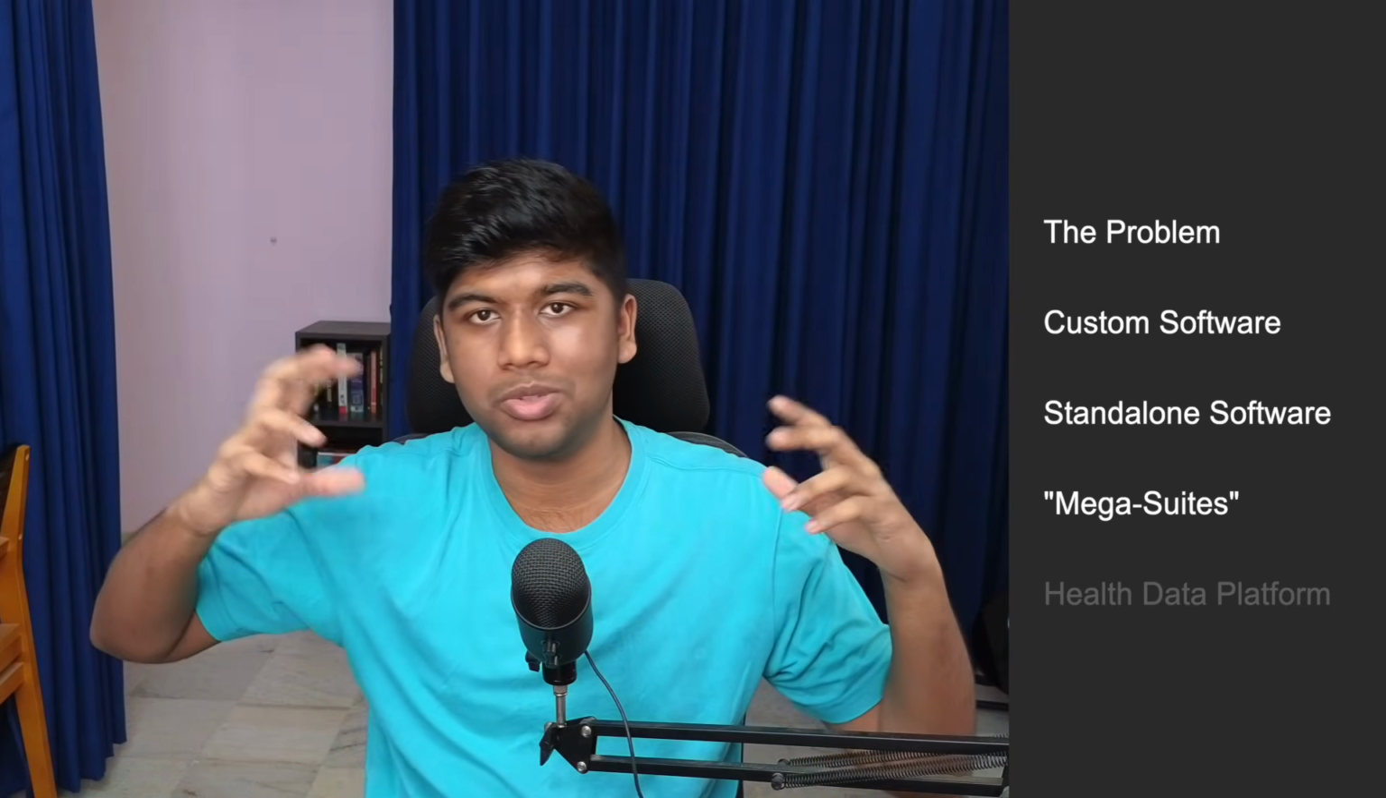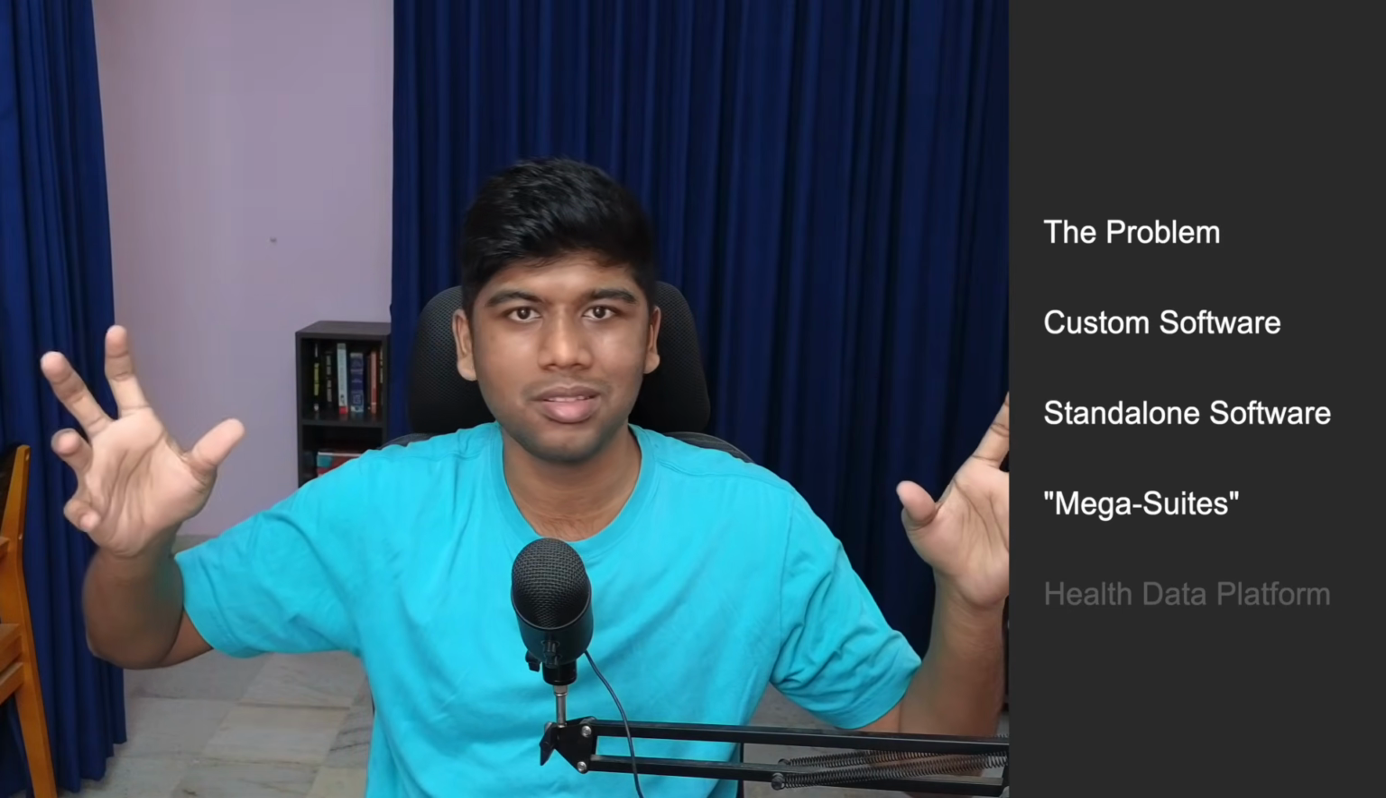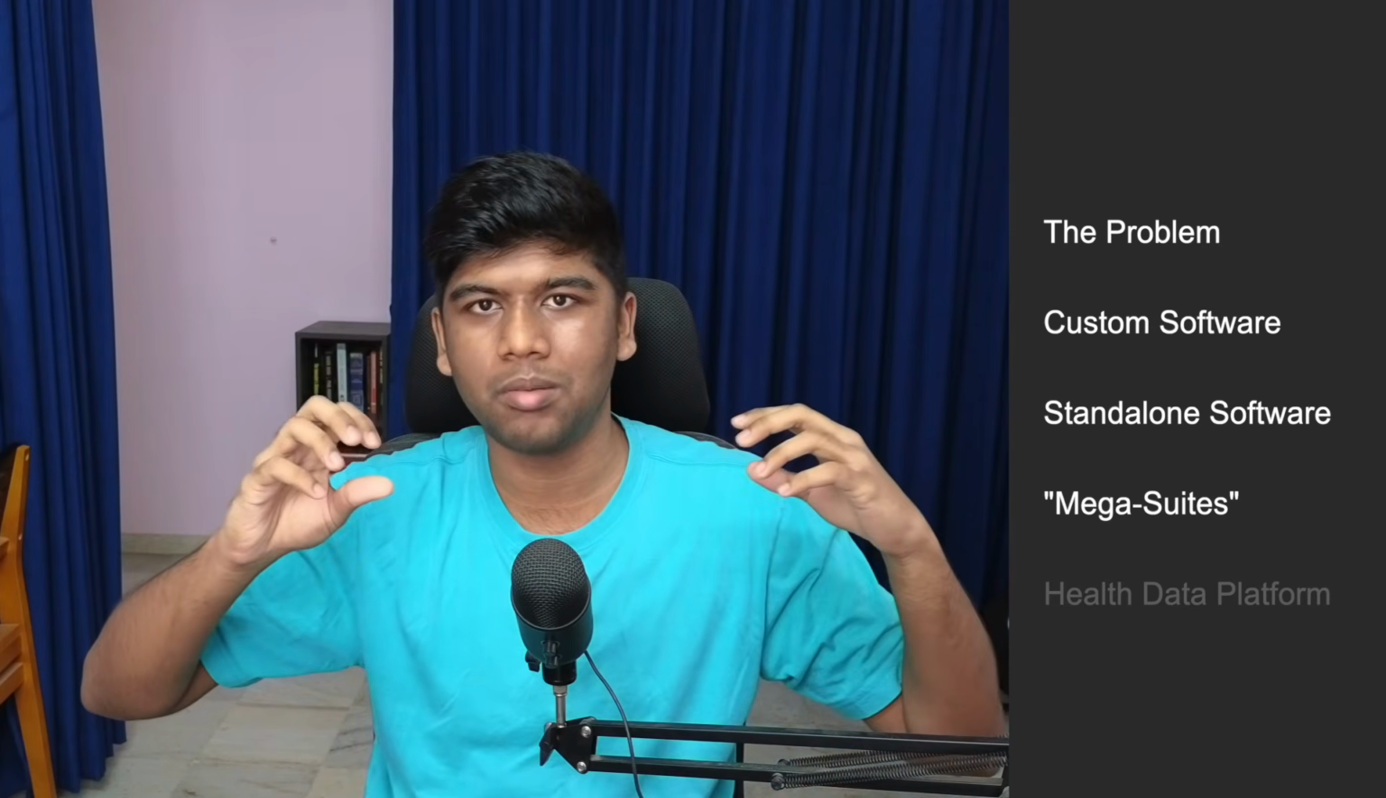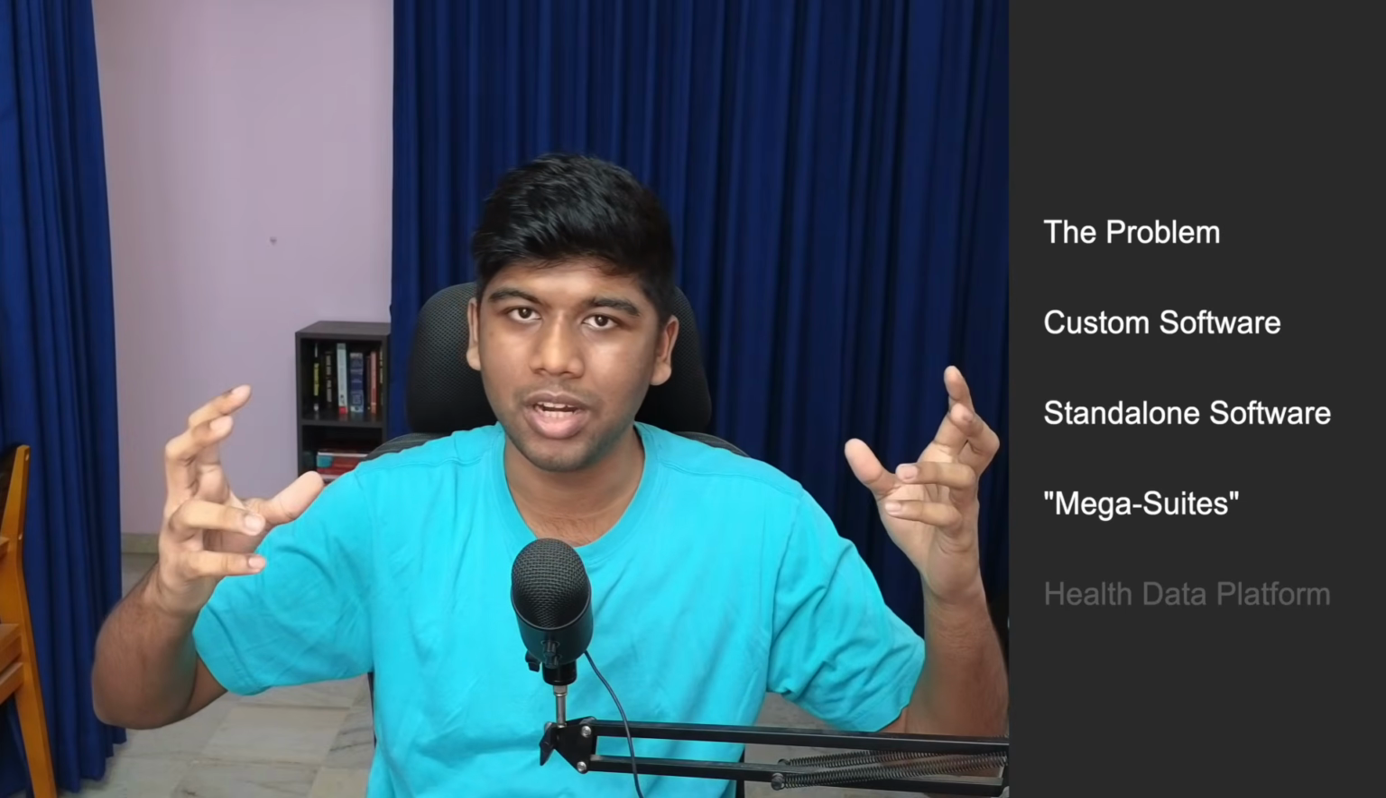You either build custom software, which doesn't really scale as the complexity increases. You start modeling things differently, and it's a nightmare most of the time. And then you have the standalone pieces that work well for one particular workflow, but then integrating this with other standalone software becomes really hard. And sometimes people just don't integrate at all. And then you have these mega suites, which are, I would say, the most malignant of these three options.